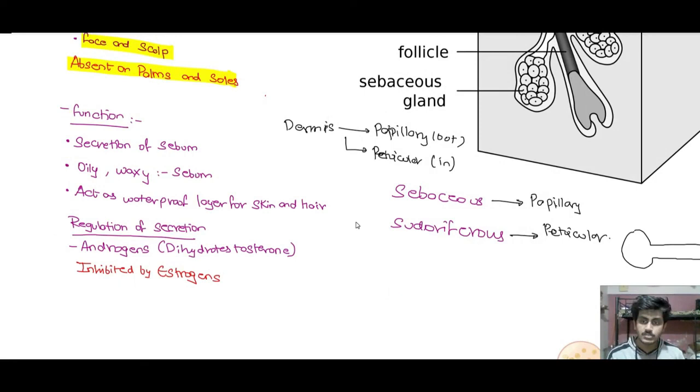So इसका जो regulation है, it is maintained by the two hormones which is the dihydrotestosterone, which is a type of androgen, and it is inhibited by the estrogens. So इसीलिए जिन लोगों में डायहाइड्रोटेस्टोस्टेरोन का लेवल ज़्यादा होता है उनमें स्वेटिंग का अमाउंट भी ज़्यादा होता है as compared to normal individuals.